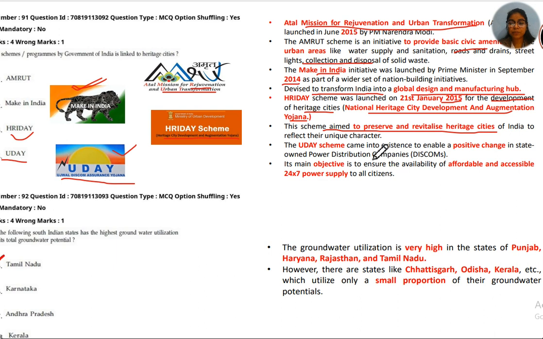Next is your Uday scheme, which came into existence to enable a positive change in state-owned power distribution companies. So Uday is related to electricity distribution. So for the state-owned power distribution company, whose full form is DISCOM, the main objective is to ensure the availability of affordable and accessible 24 by 7 power supply to all citizens. So the Uday scheme was for affordable and accessible 24 by 7 power supply to all the citizens. Okay.